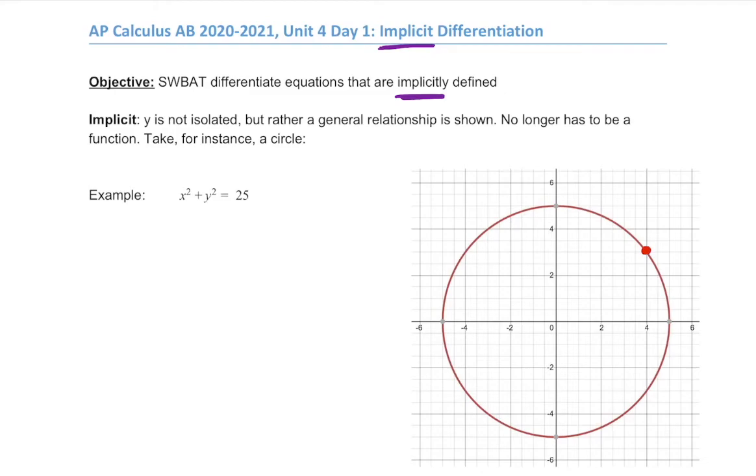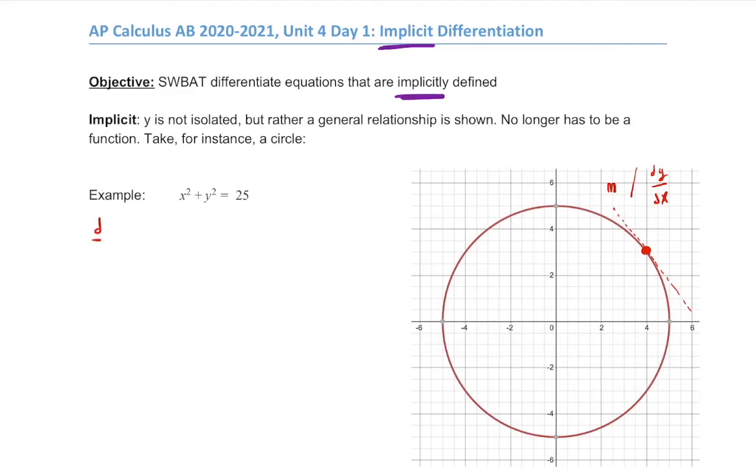We might want to be able to look at this point right here and know what is the slope of this tangent line, aka what is the derivative of y with respect to x? We might still want that even though we don't have a function defined in terms of y. So what we're going to do is a technique called implicit differentiation, and it is basically just an application of the chain rule, but it can be a little tricky to see the first time.